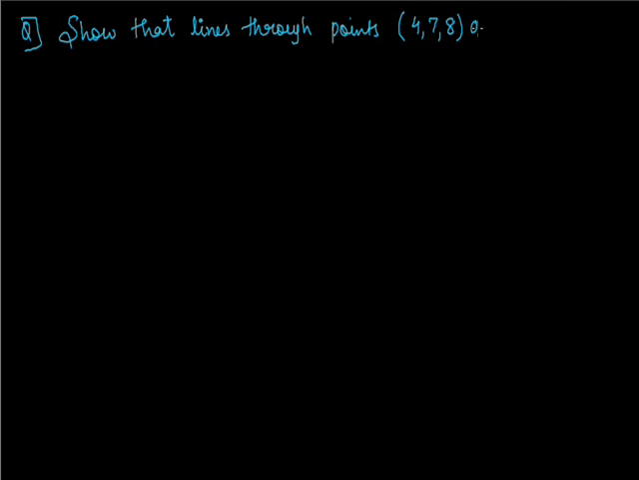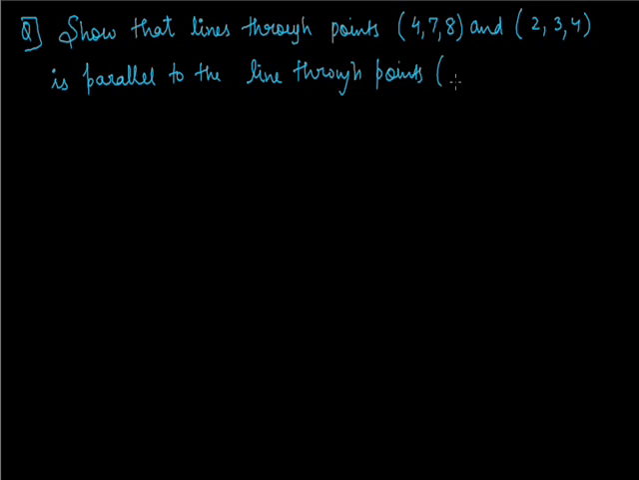The question is, show that the line through points 4, 7, 8 and 2, 3, 4 is parallel to the line through points minus 1, minus 2, 1 and 1, 2, 5.